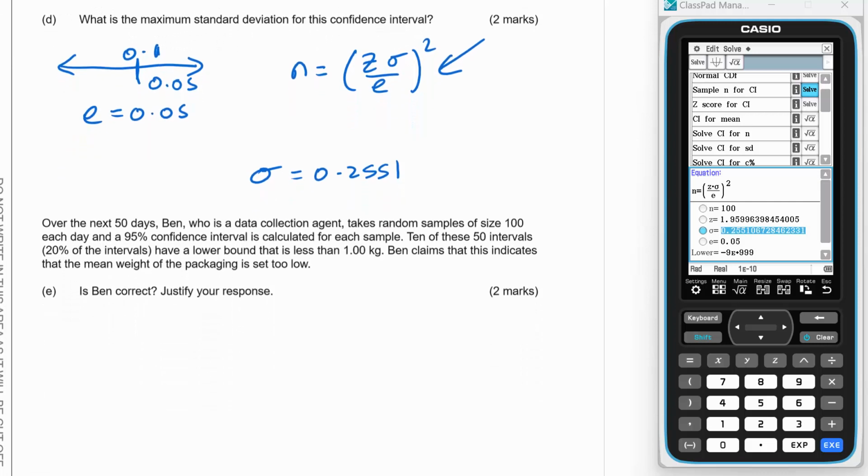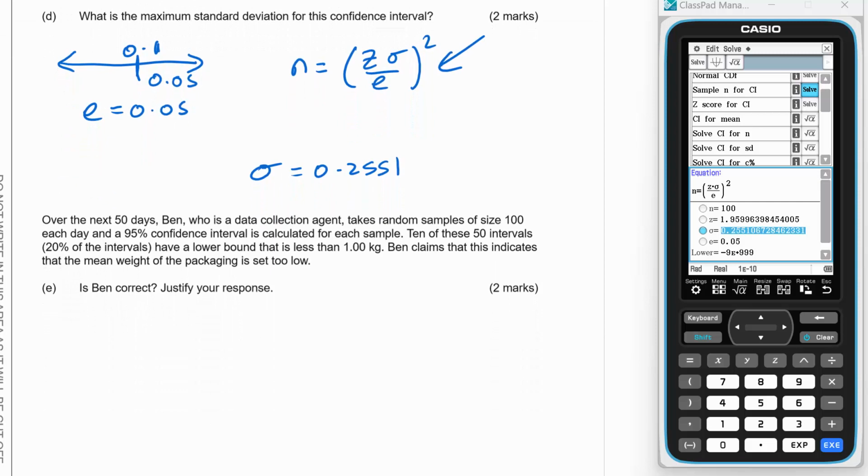Over the next 50 days, Ben, who is a data collection agent, takes random samples of size 100 each day, and a 95% confidence interval is calculated for each sample. 10 of these 50 intervals, 20% of the intervals, have a lower bound that is less than 1 kilogram. Ben claims that this indicates the mean weight of packaging is set too low. Is Ben correct? Justify your response. The 2 marks, one for getting it right and one for justifying it.